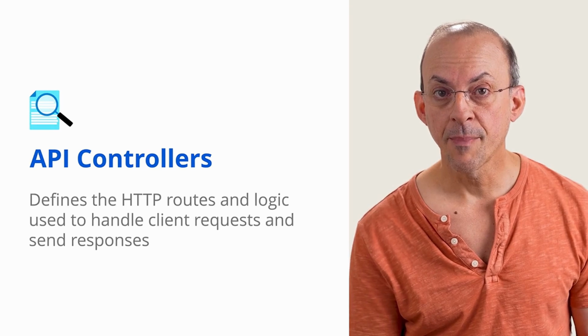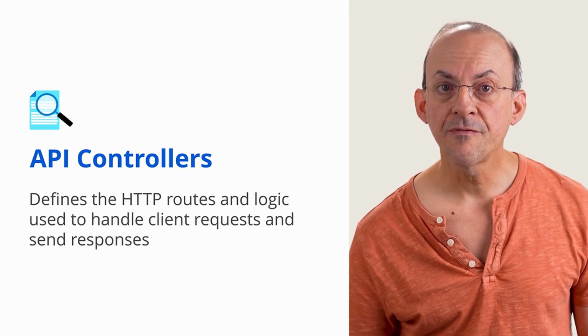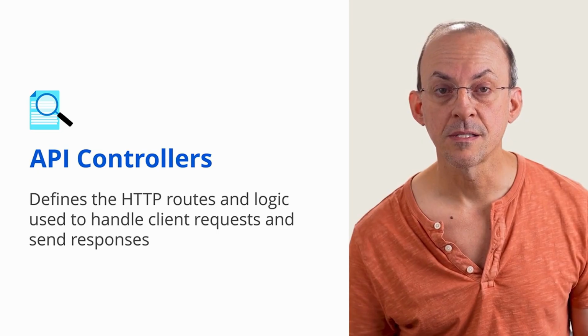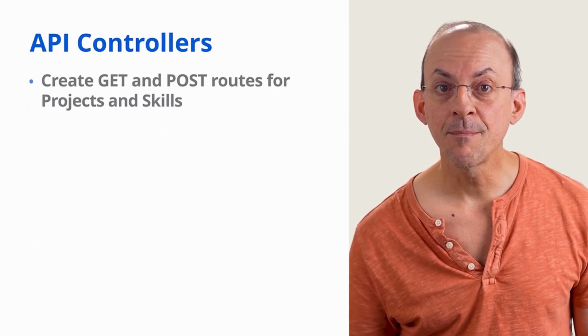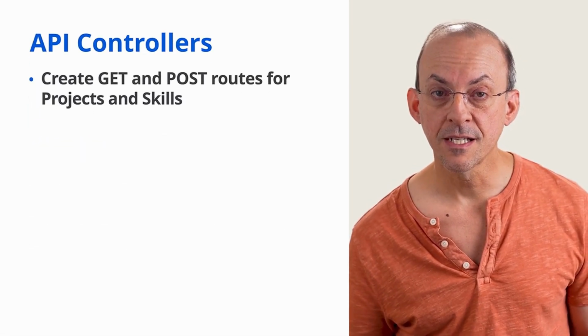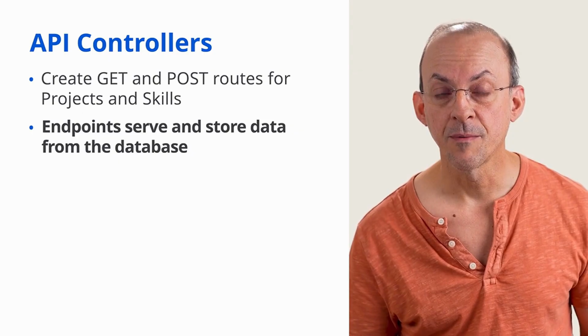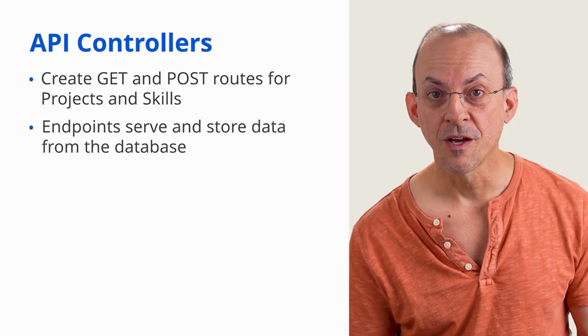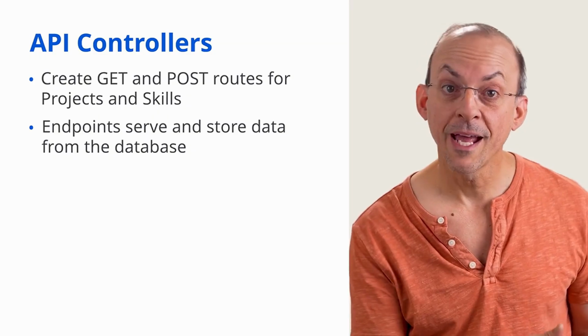You'll start by setting up API controllers. These define the HTTP routes and logic used to handle client requests and send responses. You'll build get and post endpoints for projects and skills to serve and store data from the database. These routes form the backbone of your data flow, letting the front end read from and write to the back end.